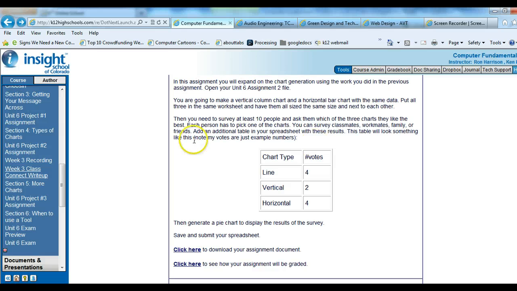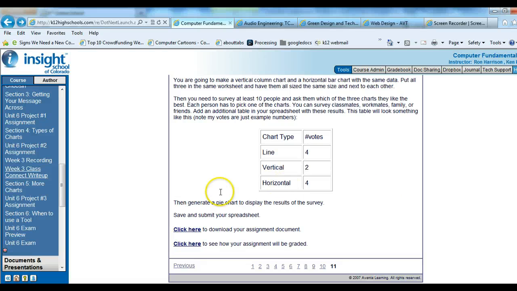Then you're going to take that image that has 3 graphs on it, and you're going to ask 10 people which of the 3 charts they like best, and you're going to make a table like this. And then once you make this table, you're going to create a pie chart out of these survey results. And then you're going to save it as Unit 6 Assignment 3 and submit it.